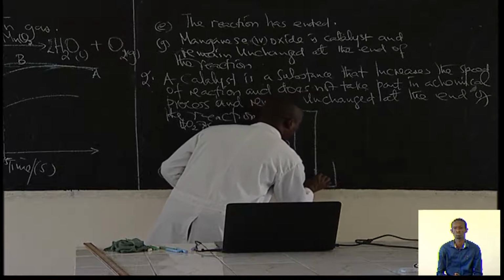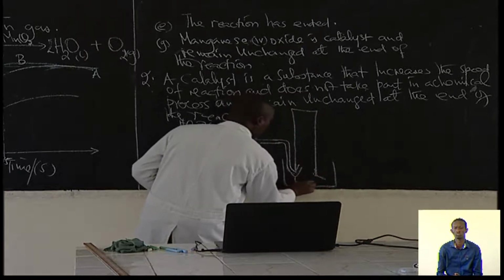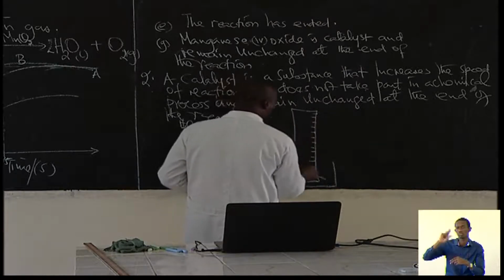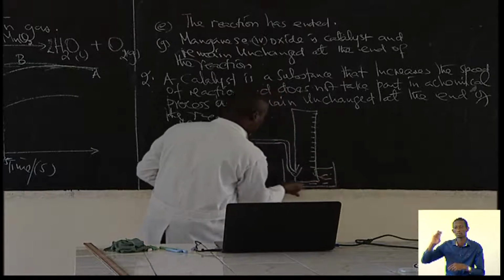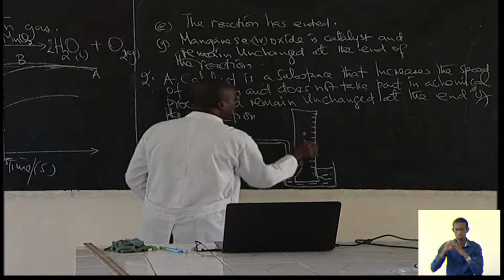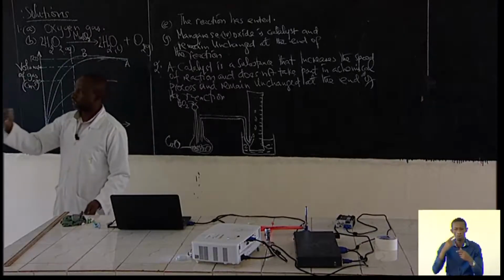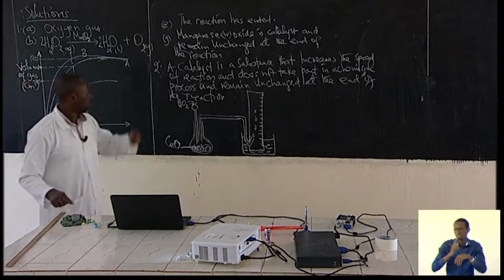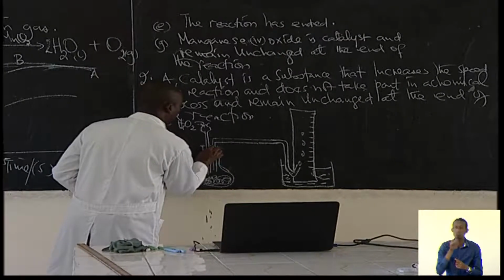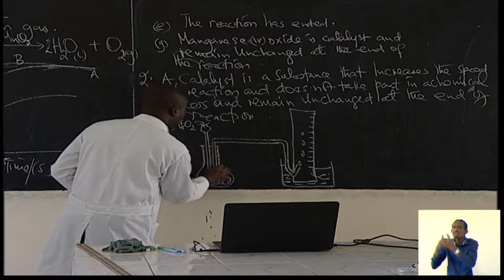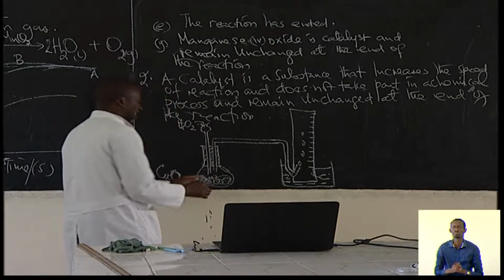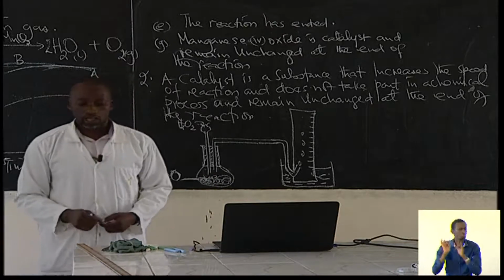So you have this calibrated cylinder with some values, and you are collecting the gas over water. Oxygen doesn't dissolve in water, so you expect the gas to be collected here. You'll be recording at certain time intervals, say 5 seconds, and you record the time. Make sure you close these areas so that you don't lose the gas during the experiment. So all the gas that is produced here is collected.